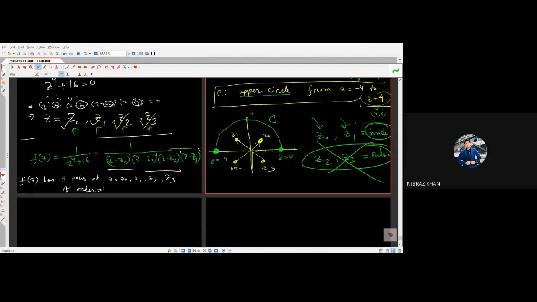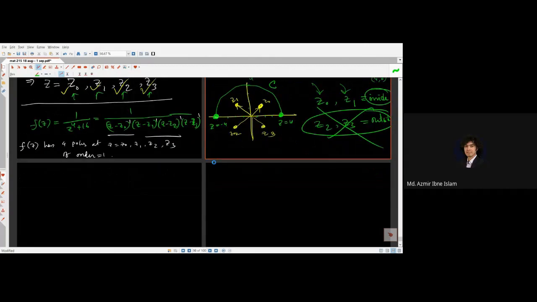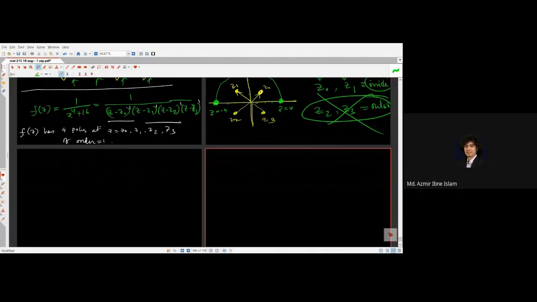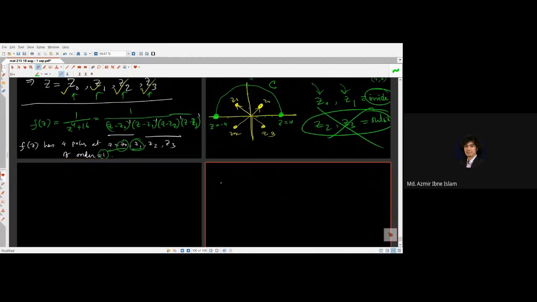Yes, sir. Okay. So now we are sure that we have to find the residues of the poles z = z0 and z1. And these are of order 1. So since it is of order 1, we can apply the formula. You know that the residue at z = a, if it is of order 1, then we can apply the direct technique: limit z tends to a of (z - a) f(z). Clear?